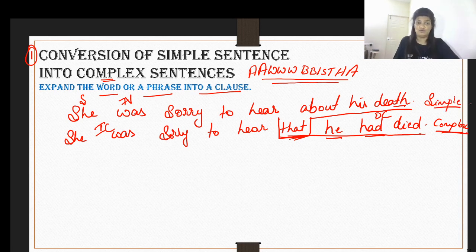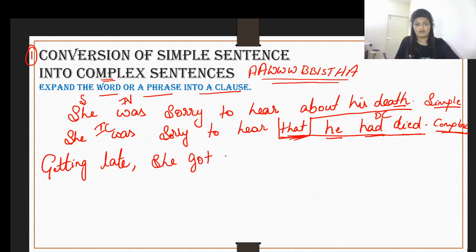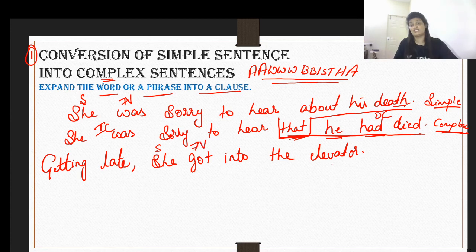Remember that when you convert a simple statement into complex, two factors should be kept in mind. A phrase should be converted into a clause, and you have to introduce a subordinating conjunction. Let me give you another example: Getting late, she got into the elevator. Now here again, this is our subject, this is our finite verb, into the elevator.